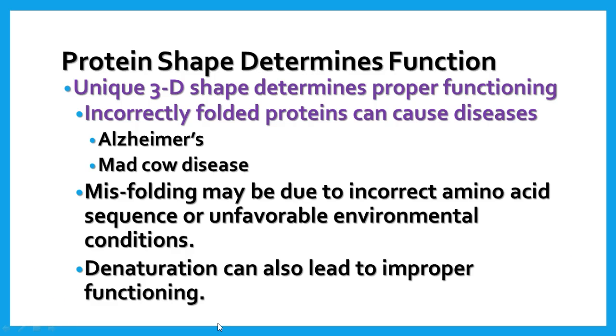Lastly, the protein shape determines its function. That unique three-dimensional shape is what determines how the protein is going to function. If you have proteins that are incorrectly folded, that can cause all kinds of problems, including diseases like Alzheimer's and mad cow disease. Sometimes the misfolding can be due to the incorrect amino acid being put in the wrong place, or sometimes it has to do with unfavorable conditions like pH or temperature, things like that.